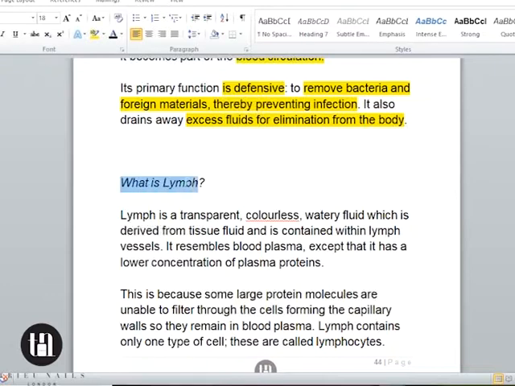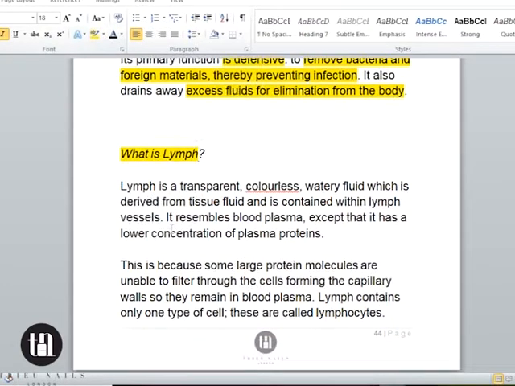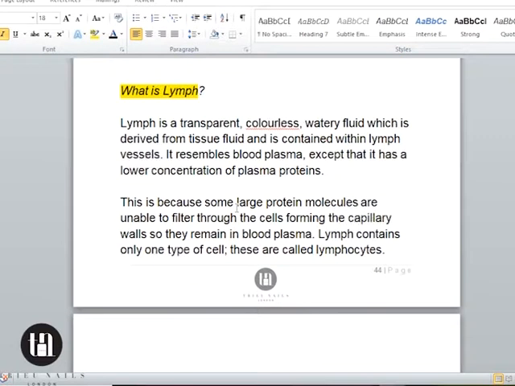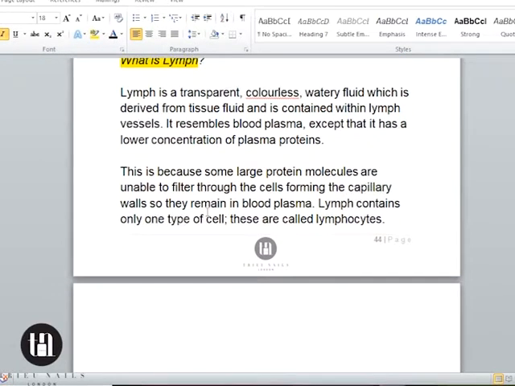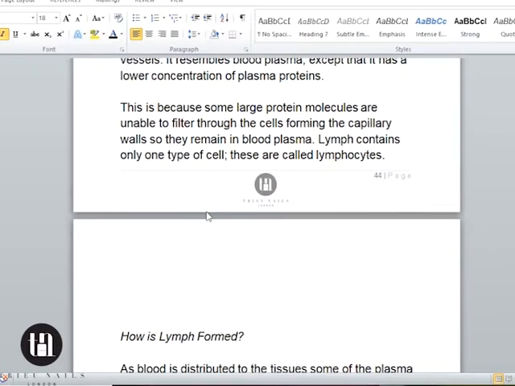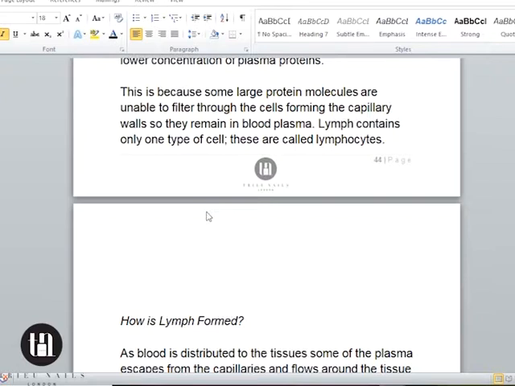So now, what is a lymph? It's a transparent, colorless, watery fluid which is derived from the tissue fluid contained in the lymph vessels. It resembles blood plasma, except that it's low in concentration of plasma proteins. This is because some of the large protein molecules are unable to filter through cells forming capillary walls, so they remain in blood plasma. Lymph contains only one type of cell. They are called lymphocytes.